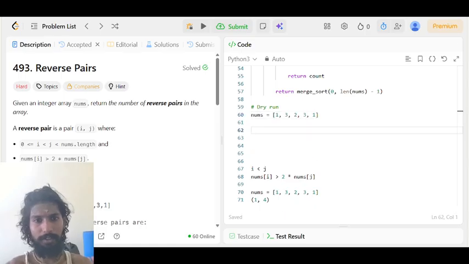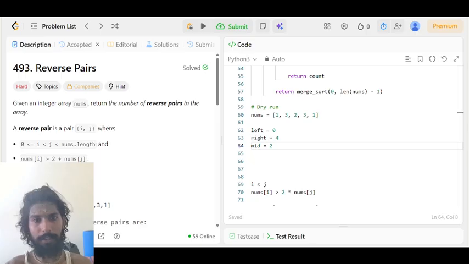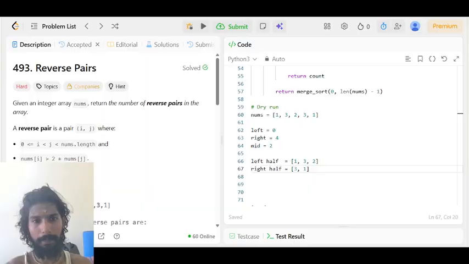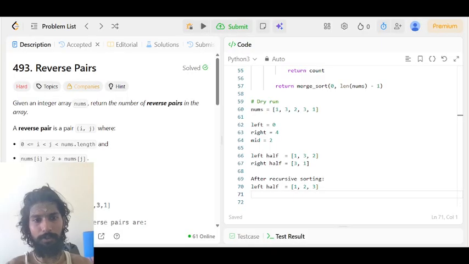So initially left equal to 0, right equal to 4 and mid equal to 2. So the array is divided into left half and right half like this. Merge sort will recursively sort both halves. After recursive sorting at the top level we will have left half equal to 1 to 3 and right half equals 1 comma 3.